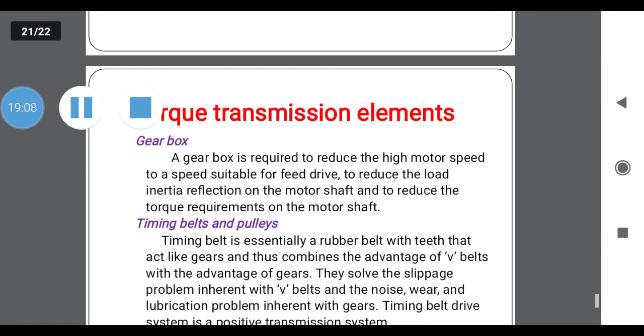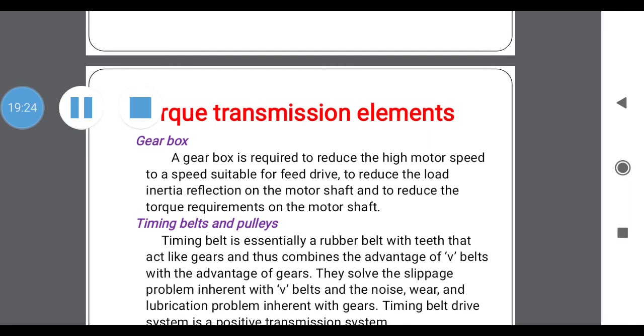As you already know, there are different types of torque transmission elements. That is the mechanical power transmission. First one is a gearbox. By using gears, we can transmit the torque from one to the next. These are also used as transmission elements in a CNC.